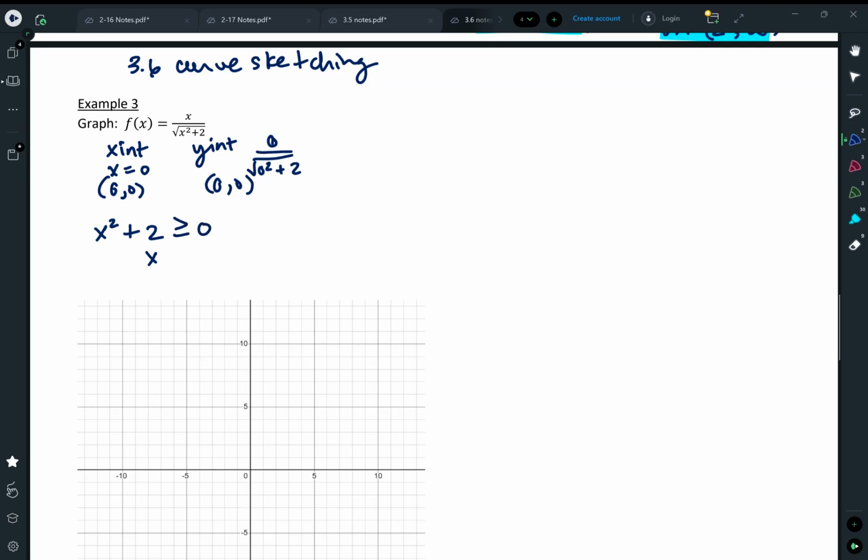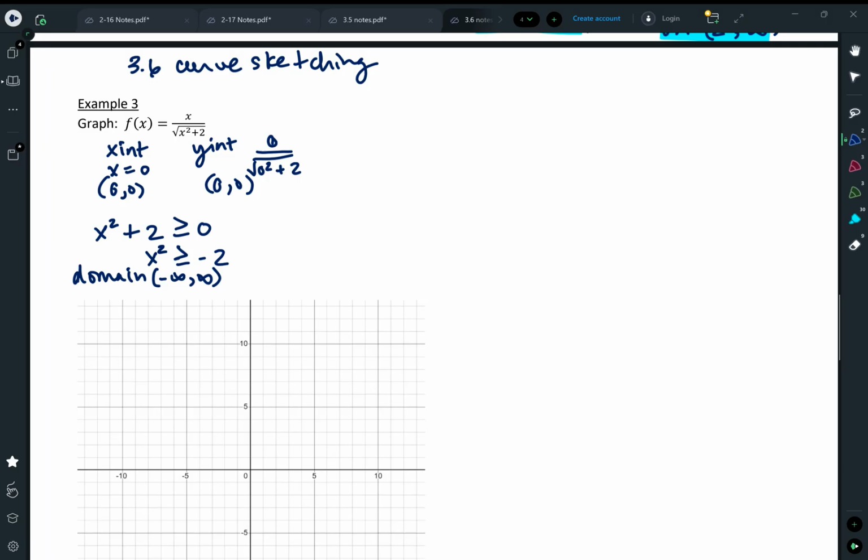And when I solve this, I would get x squared greater than or equal to negative 2. Well, that's always going to happen. When I square a number, it's always going to be positive. So my domain is going to be negative infinity to infinity. So that's not going to be an issue here. So instead, we're going to look at end behavior.